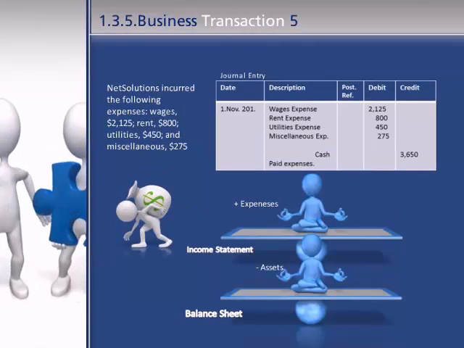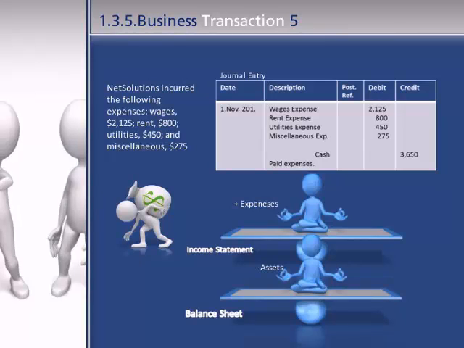Now, let's move on to business transaction 5. Net Solutions incurred the following expenses: wages, $2,125, rent, $800, utilities, $450, and miscellaneous, $275. This transaction increases various expense accounts and decreases an asset, cash, account. You should note that regardless of the number of accounts, the sum of the debits is always equal to the sum of the credits in a journal entry.